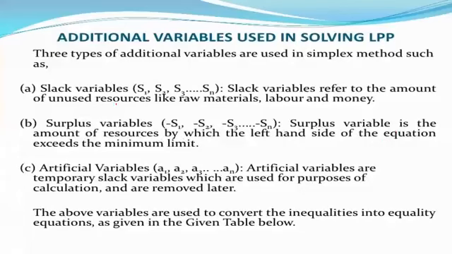This I already explained; this is the algorithm for the simplex method for solving the linear programming problem. So you have to add the slack variables. You have to add the surplus variables, if the amount of resources by which the left-hand side of the equation exceeds the minimum limit. You have to add the artificial variables. Artificial variables are temporary slack variables, which are used for purposes of calculation and are removed later.